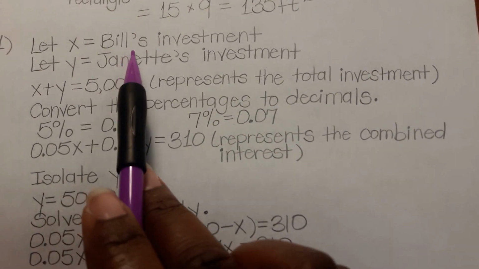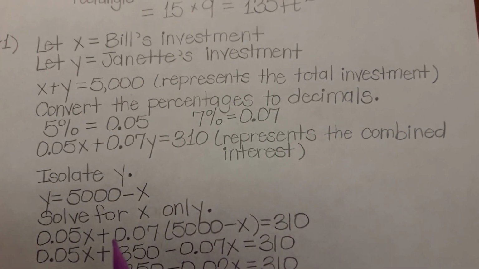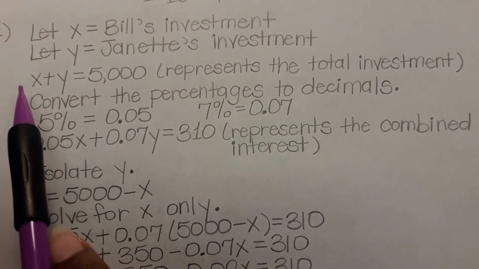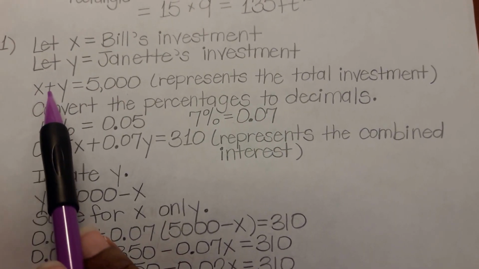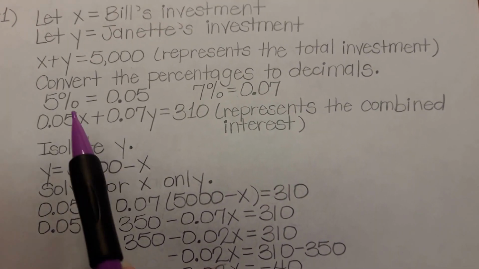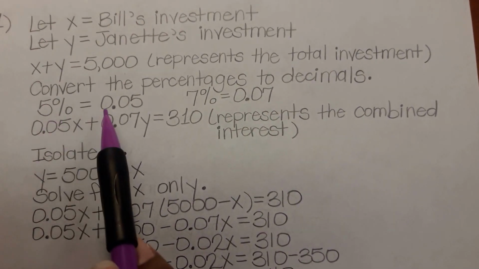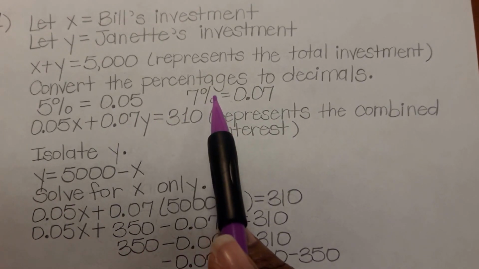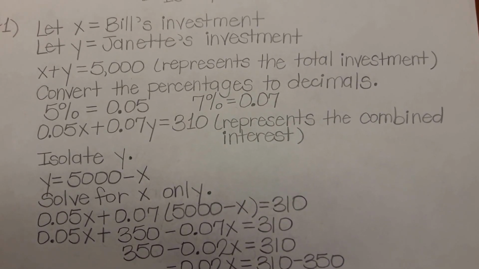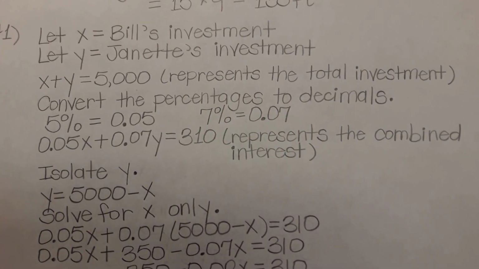So I want to let x represent Bill's investment and y represent Jeanette's. Now, I know that together the total investment is $5,000. So x plus y will give me $5,000. Now, when you're working with percentages, you always want to convert the percentage to a decimal, okay? 5% is 0.05 and 7% is 0.07. 0.07 will give me my 7%.